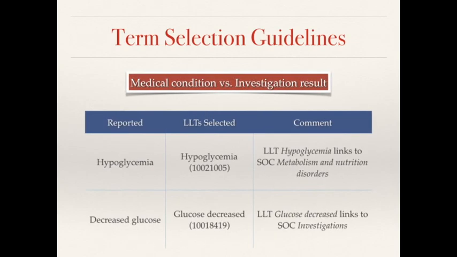For example, a patient presented with a blood sugar level of 40 mg per deciliter. If this was subsequently reported as hypoglycemia, its corresponding system organ class is metabolism and nutrition disorders. However, if this was reported as decreased glucose, it would link to the system organ class investigations.